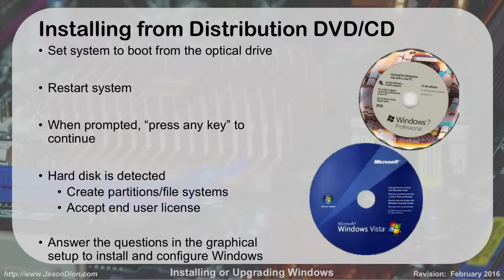For Windows 7, it takes about 10 to 15 minutes to run through the entire installation. It's not a very long process. If you're dealing with Windows XP, it was longer because you're running it off a CD. It took about 40 minutes.